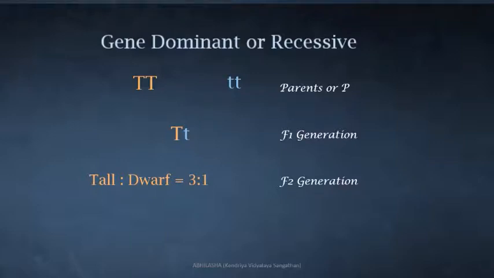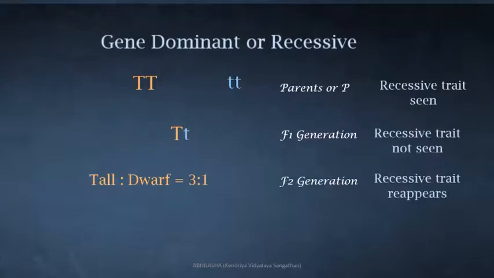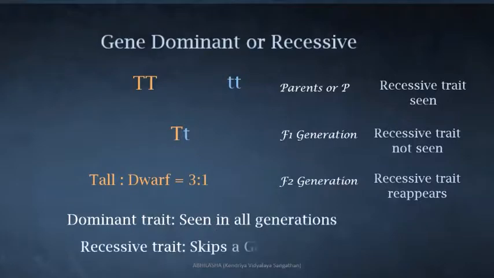So you can see that if you see 3 successive generations, recessive trait is seen in 1, it is missing in 2nd, and then reappears in 3rd. So whenever you are given a pedigree chart, there will be at least 3 generations shown. All you have to do is check whether the trait is visible in all generations or if it skips a generation. If it is visible in all generations, it is a dominant trait, and if it skips a generation, it is a recessive trait.